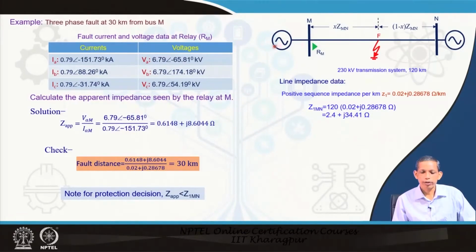Now, the fault current recorded at the relay bus is 0.79, 0.79, 0.79 in each phase, and then we have the corresponding angles for phase A, phase B, and phase C.